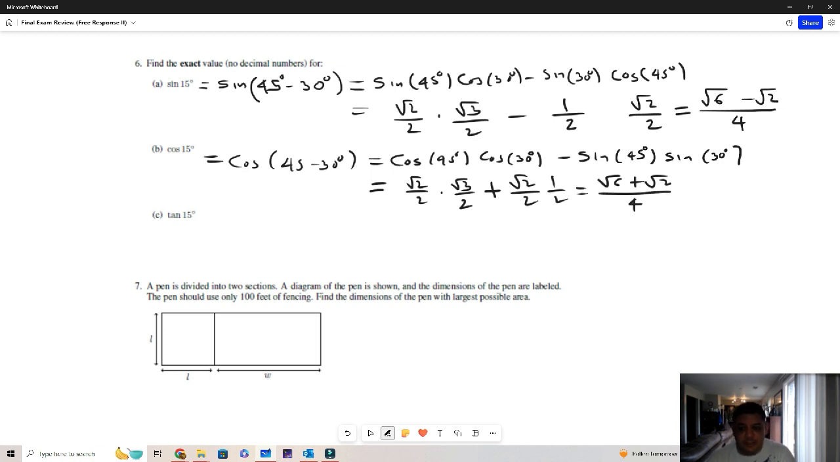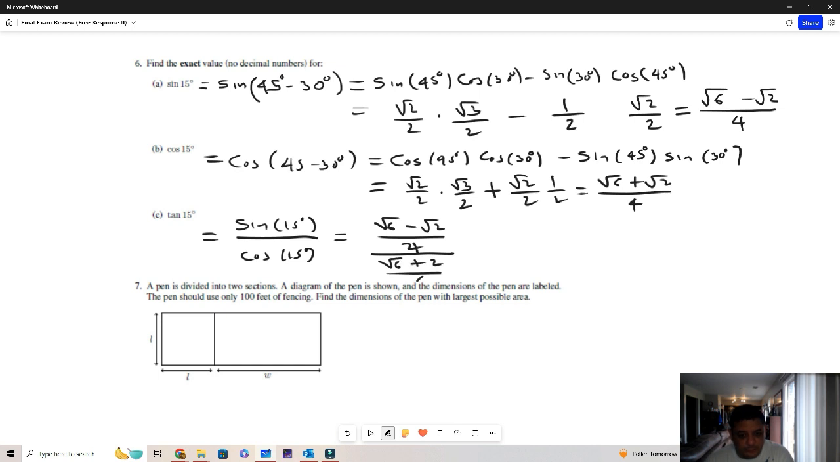Now, tangent of 15, there are two ways that you can do that, but the first thing is you have to remember that this can be seen as sine of 15 over cosine of 15. Simply because we calculated those values before, we can just take the quotient between those two: square root of 6 minus the square root of 2 over 4, and the square root of 6 plus the square root of 2 over 4. So the ratio between these two is going to give me square root of 6 minus the square root of 2 over square root of 6 plus the square root of 2. And so that'll be the end of this question.